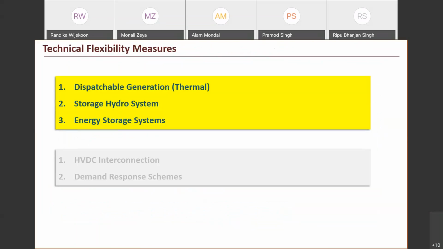Right. Now, looking at the avenues to enhance the flexibility in the Sri Lankan system, I will touch on what we are working on: the dispatchable generation and storage hydro system and other energy storage systems. I will not touch on the HVDC interconnection and demand response schemes for the moment. For the moment, we are focused on these top 3 areas in our work. Next slide, please.